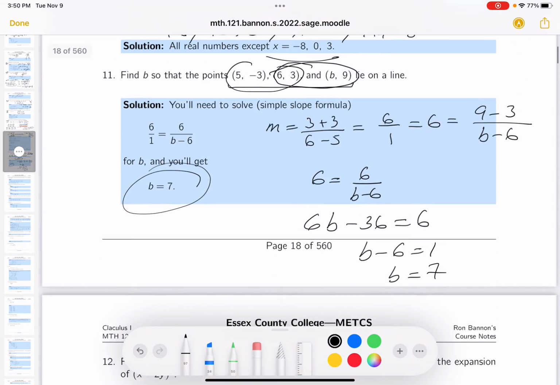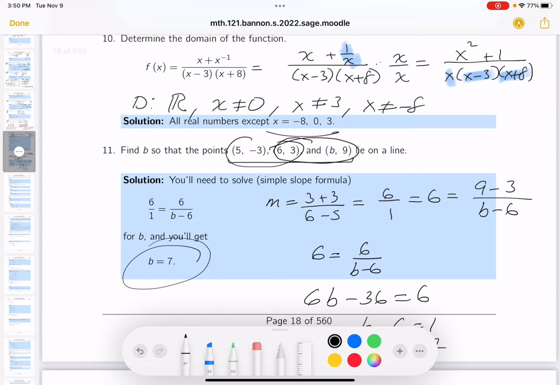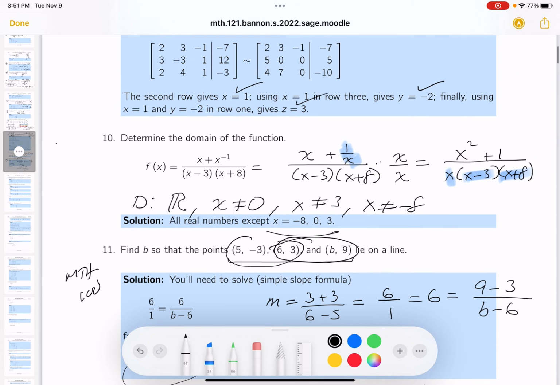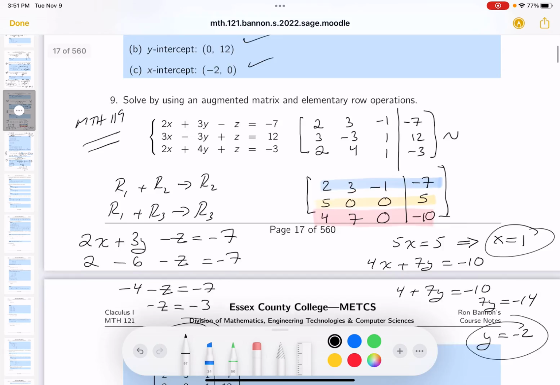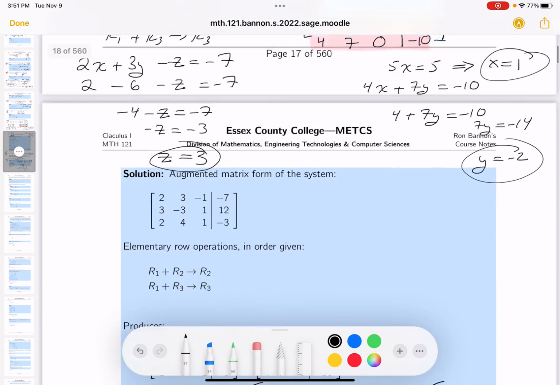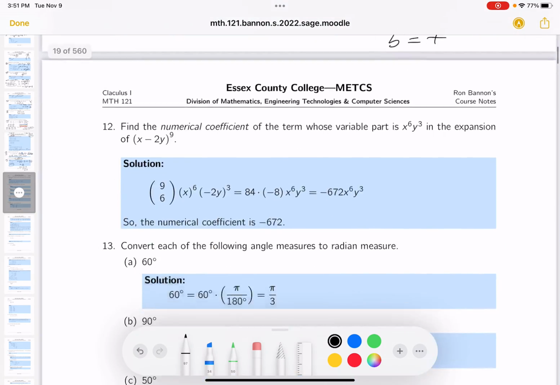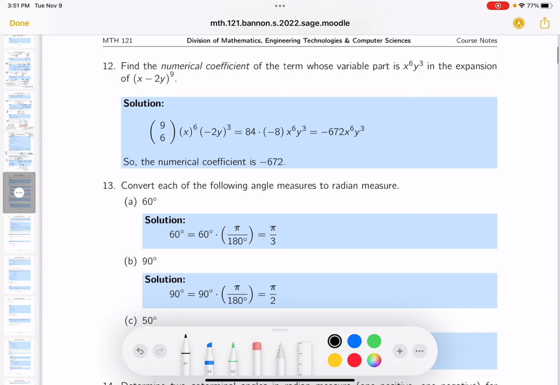Oh, by the way, let me just remind you what this is: Math 100. Number 10 is Math 100, and it's Math 119. And there's a lot of overlap in our courses at Essex County College, right? Math 119. A tremendous overlap, by the way. And that's going to stop in the future, hopefully, for you.